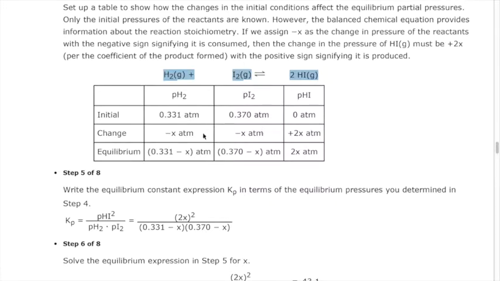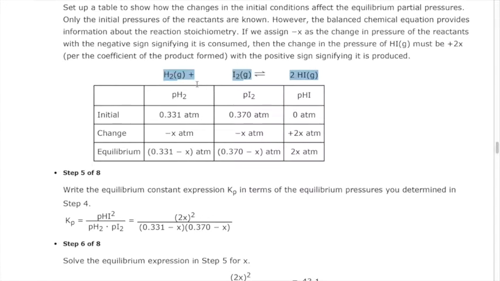And then we don't have any ability to know how large the change step will be. So we just call it X. We have coefficients of 1 on the reactants and a coefficient of 2 on the product. So it's minus X, and plus 2X. Why did we use minus on the reactants and plus on the product? Well, it's because we already established earlier in the problem that we're going to shift from reactants to products.